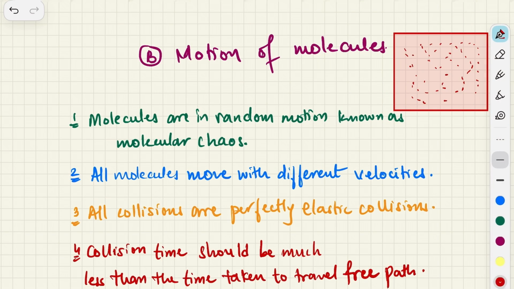these molecules are continuously in a random motion. So the molecules do not stay at one point. Molecules continuously move in a random motion. They do not have any specific order. They continuously move in a random motion. That's why we call it chaos. There's no order. The molecules continuously move in a random motion, like in a crowded place.